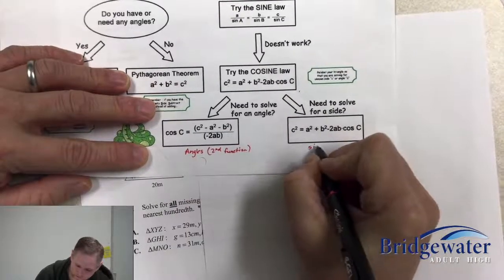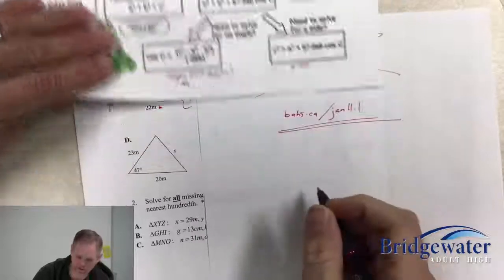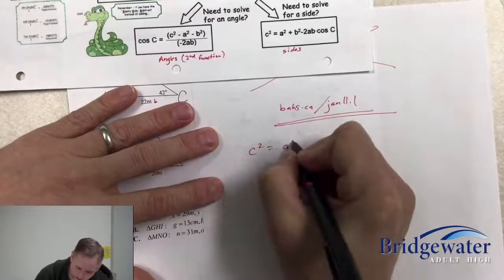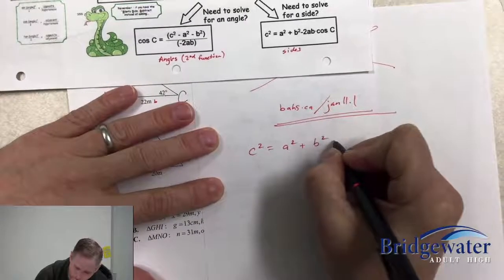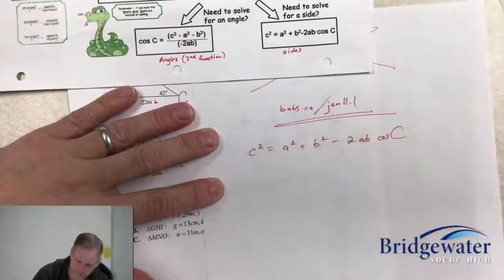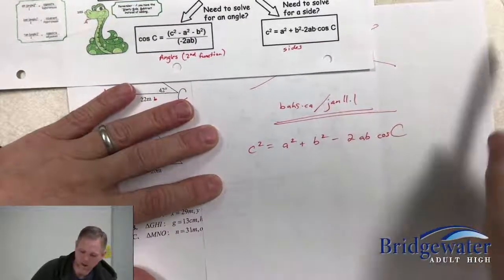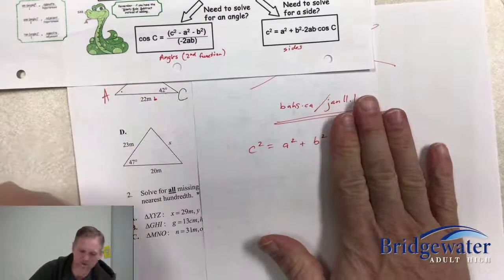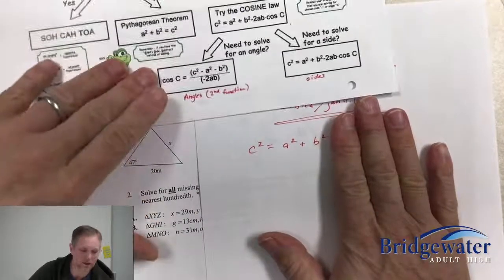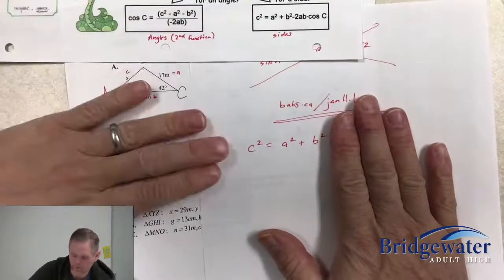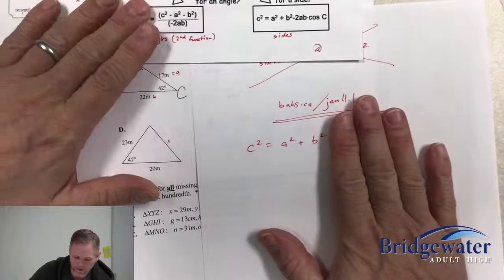Okay, so we want a side, I'm going to write that down. c squared equals a squared plus b squared minus 2ab cosine capital C. Now, I don't know if any of you have figured this out yet, but this is very similar to the formula over here, which is called the Pythagoras theorem. And as a matter of fact, that's where it came from.